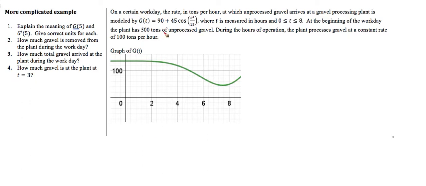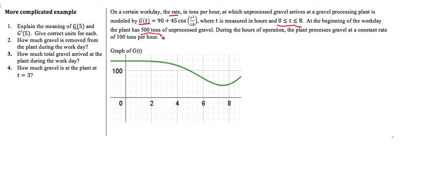Okay, so on a certain workday, the rate in tons per hour at which unprocessed gravel arrives at a processing plant is modeled by G of t. So first here, it is important to recognize that G of t is the rate at which gravel arrives. And it's only valid for t between 0 and 8. So this is the rate at which the amount of gravel is coming into the processing plant. At the beginning of the workday, the plant has 500 tons.